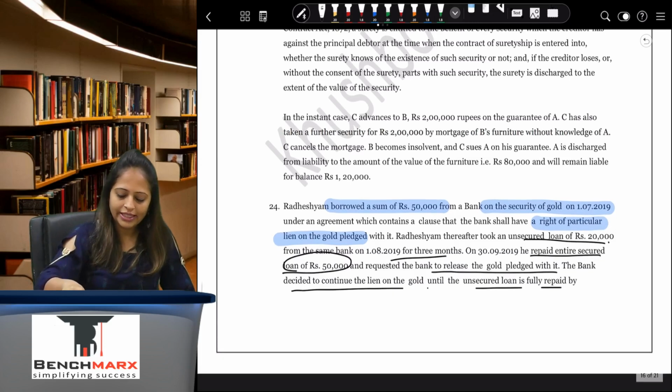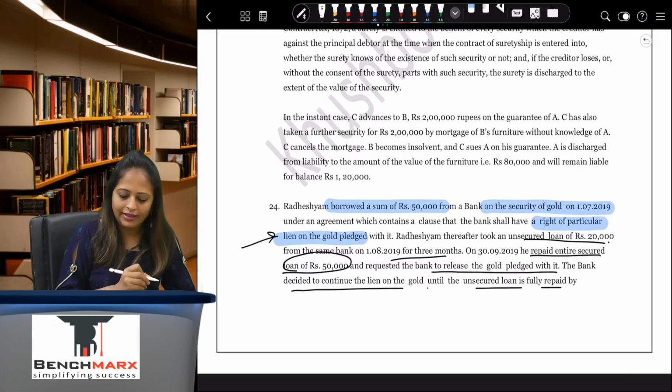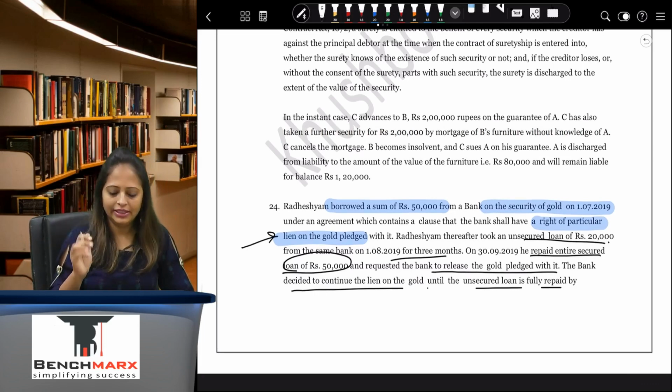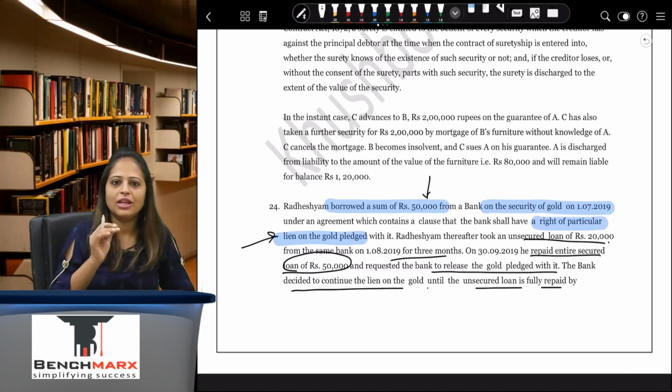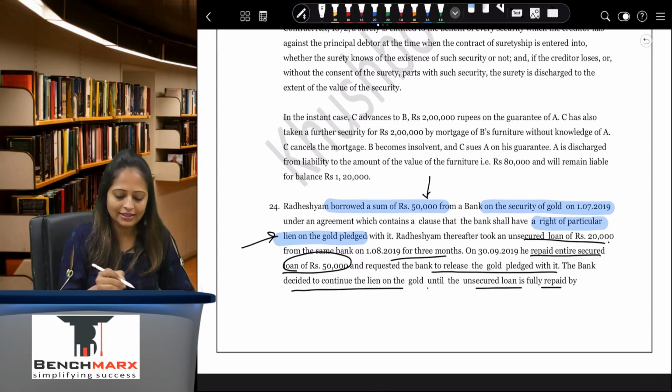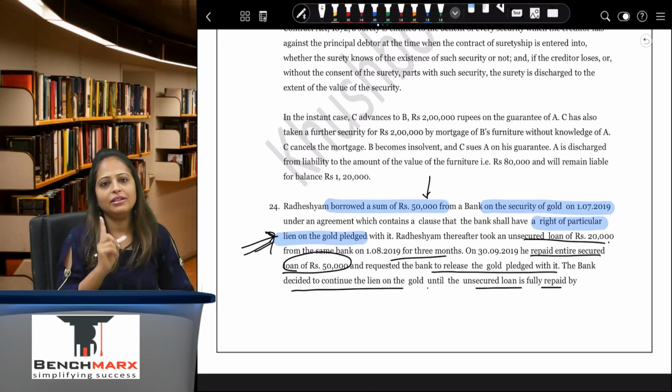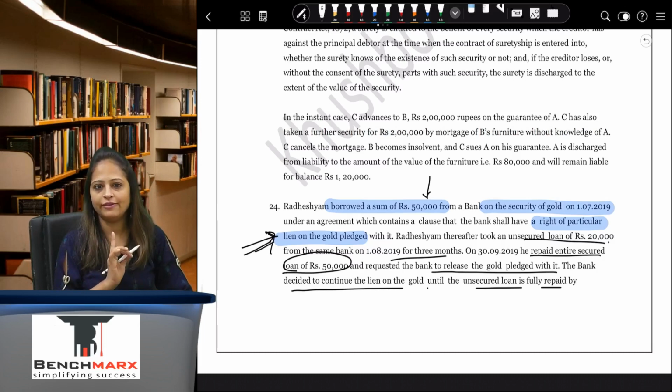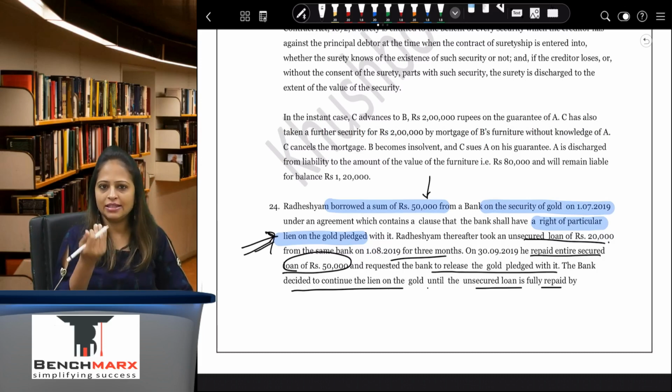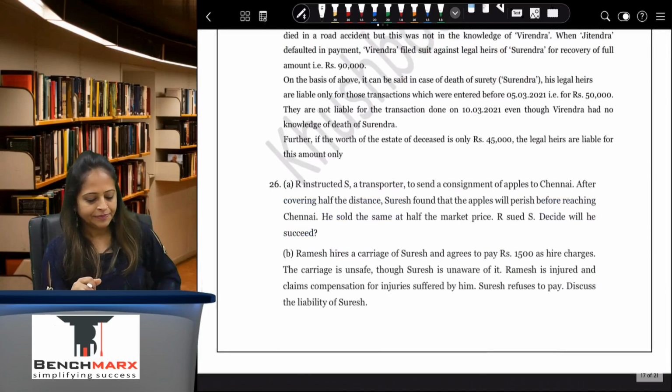So here they already have a contract saying that the bank will have a particular lien for the loan of 50,000. So now he has only a particular lien. Had this clause not been there, then the bank would have a general lien, he could have held the gold. But since he has already agreed that he has a particular lien, once the 50,000 loan is repaid, in that case the bank will have to give back the gold to Radheshyam.